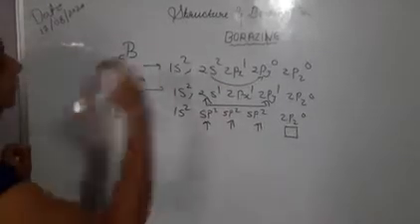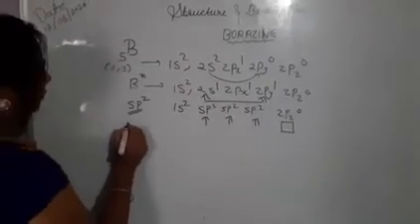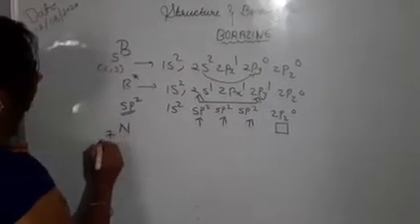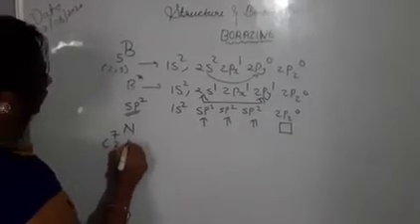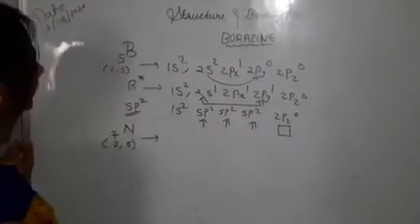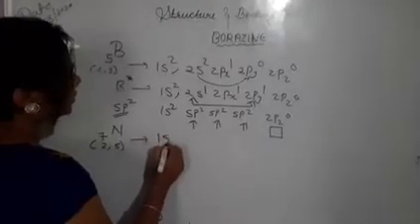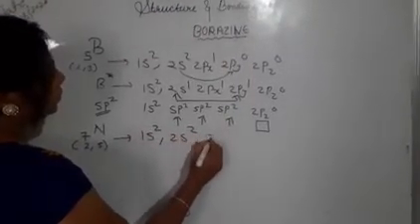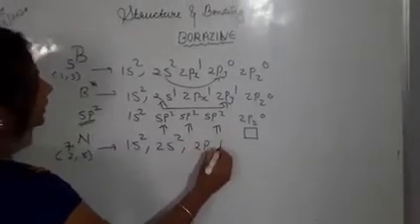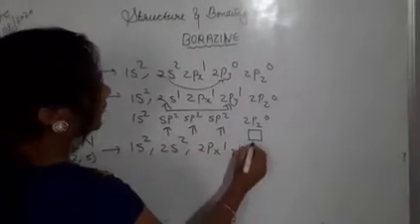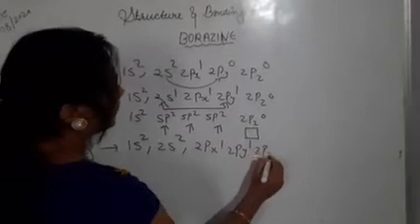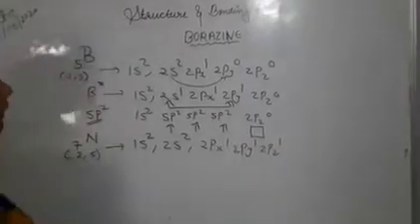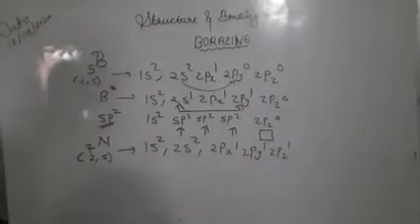Now let us come towards nitrogen. Okay, nitrogen having atomic number 7, so it is 2 and 5. So students, here the ground state electronic configuration of nitrogen is 1s2, 2s2, 2px1, 2py1 and 2pz1. Okay, so it undergoes sp2 hybridization.